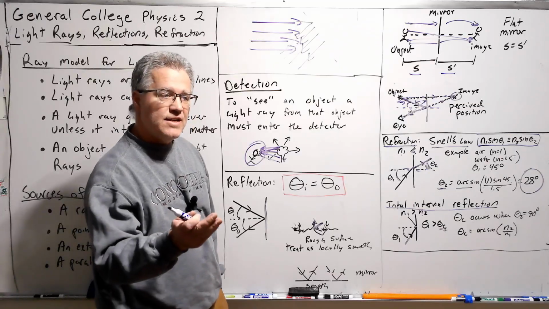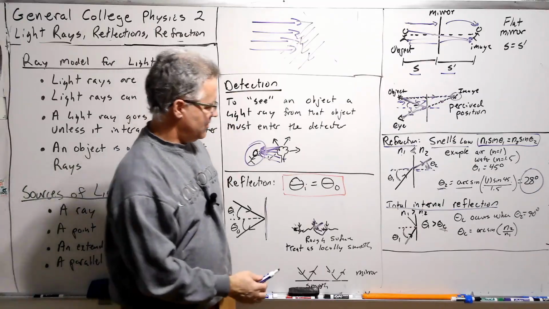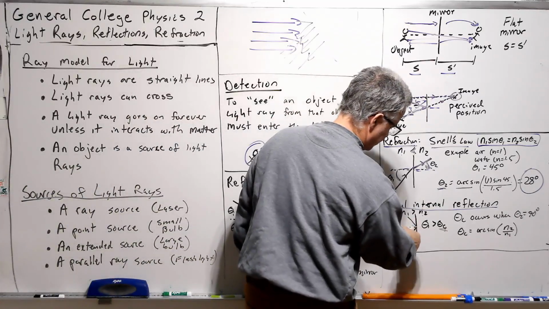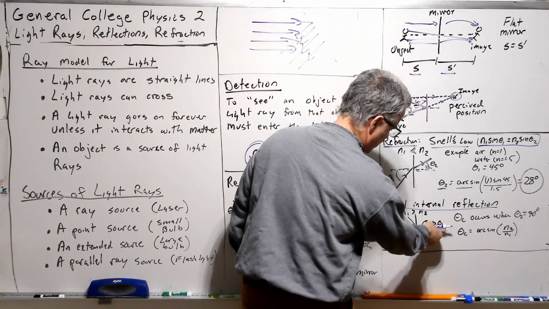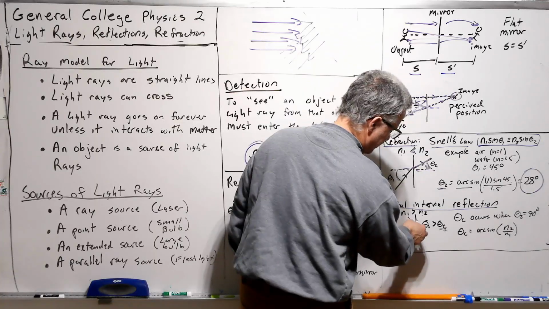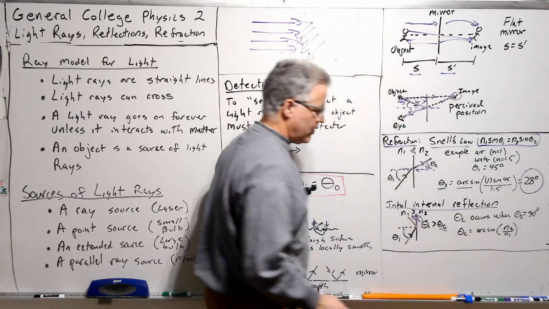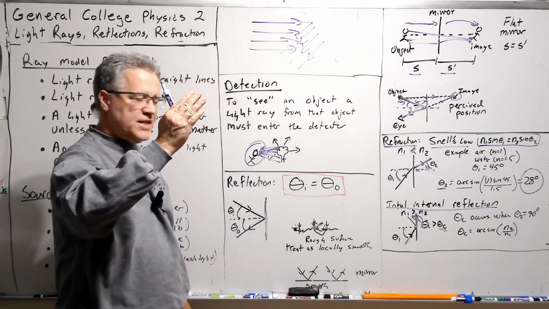we actually reflect back into the original substance. So here's our normal, right? We're coming in at an angle. This is going to want to bend away, right? It's going to want to bend away. And there's going to be a critical angle where that bends all the way to 90 degrees.